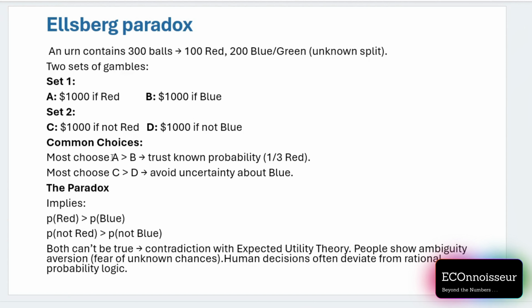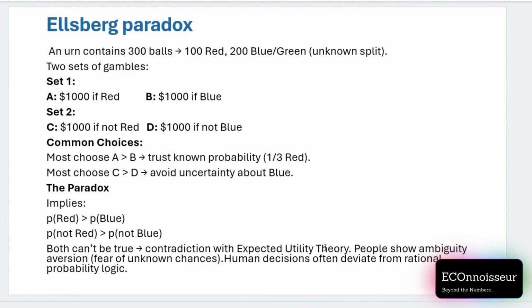In this case, most people choose lottery A because they know that red is there and 100 balls are red. So they trust the known probability rather than blue. In set 2, it is $1,000 if not red and $1,000 if not blue. In this case also, most people choose C over D because they avoid the uncertainty about the blue. They know that red is certain and they decide to choose lottery C. That's the paradox, because both can be true at the same time.